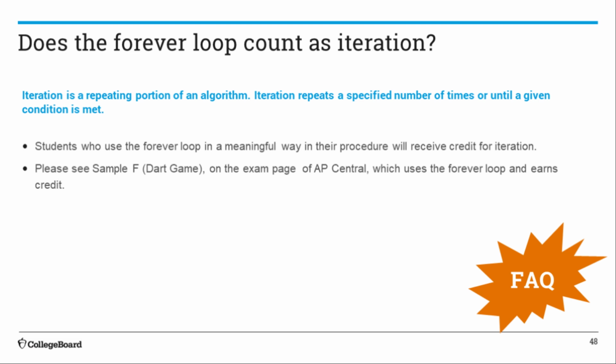Some people have been asking about the forever loop, and does that count as iteration? The answer is yes. We actually have a sample, sample F, that you can find on AP Central on the student page, and you'll see that it has a forever loop, and it is earning the point. They have to be meaningful, though. They can't just be a loop that doesn't do anything. You'll see some examples of loops where the loop doesn't matter. It's inconsequential. It might loop one time, so it doesn't matter whether it's there or not, and that would not earn the point. The readers will be checking to make sure that it's a meaningful loop.